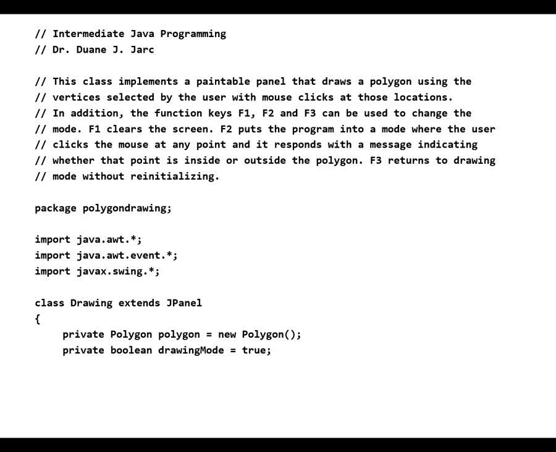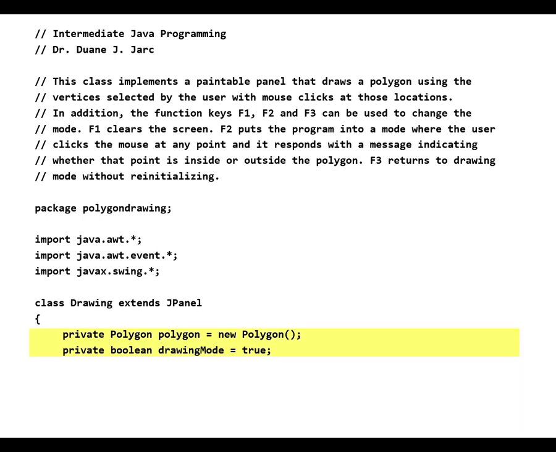The program that we will use to illustrate key events also involves drawing polygons. It allows the user to specify the vertices of the polygon with successive mouse clicks. Three function keys will control the mode in which the program operates. Typing these function keys will generate the key events.